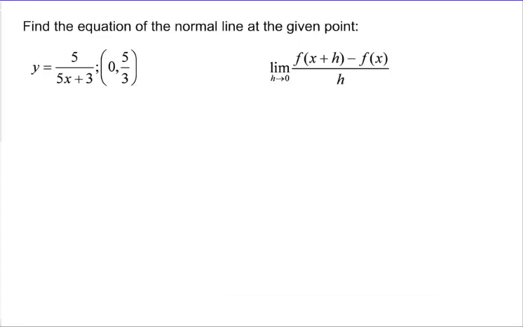Alright, so we want to find the equation of the normal line at a given point. And they give us an equation, which is the y equals part. They give us the point, which is 0 and 5/3. So we want to find the normal line there.